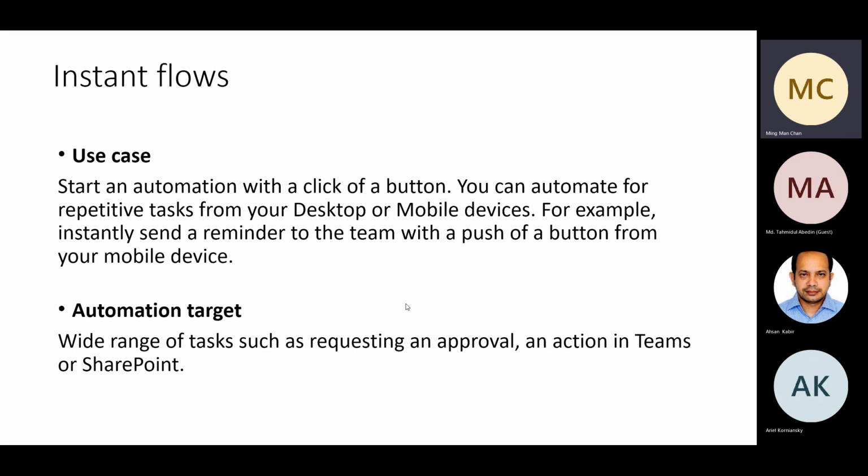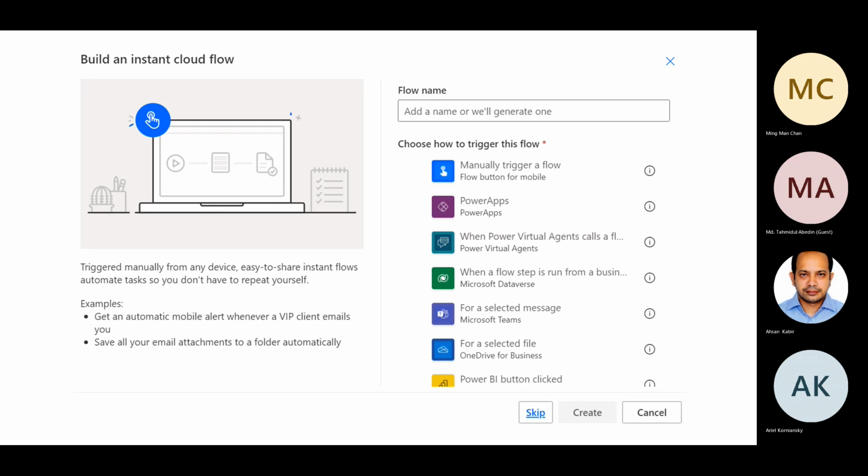Okay, so there is a wide range of things you can do: request for approval, request for whatsoever. I will do a file transfer for you. I also have a sample for you to see later on. Let me go to the... Okay. So when you create an instant cloud flow, all right.